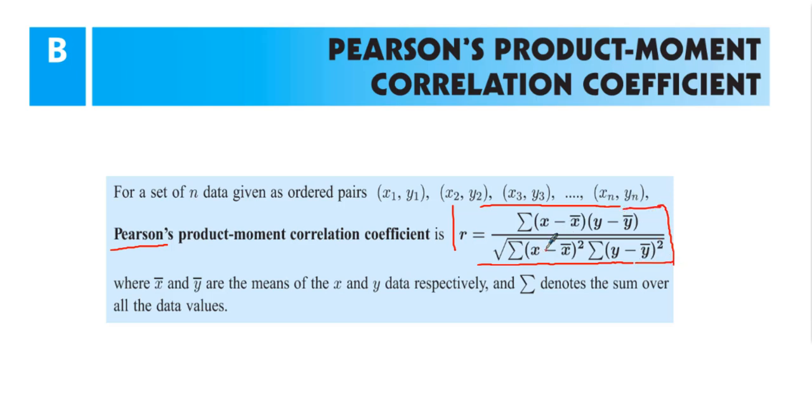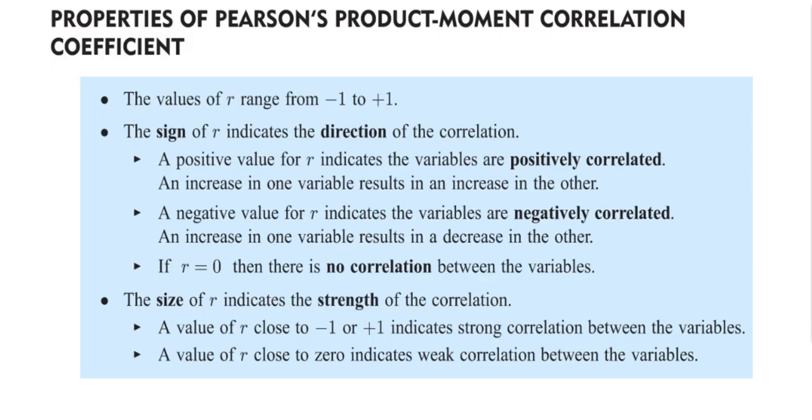You don't need to memorize the formula. You will use your graphic calculators to calculate it. When you find the number, you need to understand what it means. This coefficient will always be between -1 and 1. The sign indicates that when you have negative, it means you have negative correlation. If it's positive, you have positive correlation.